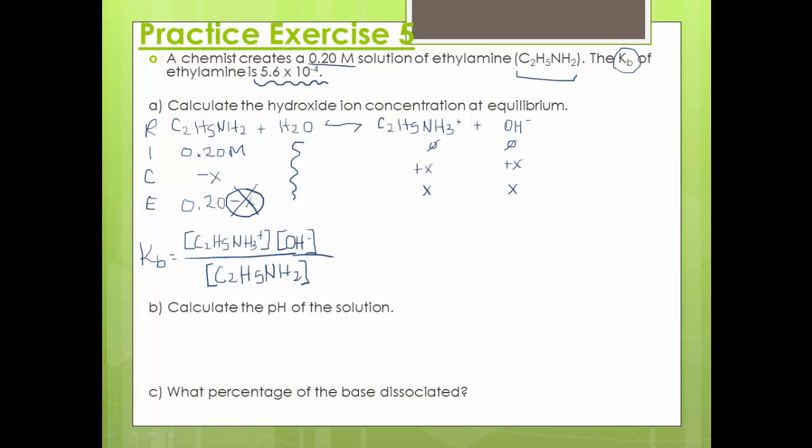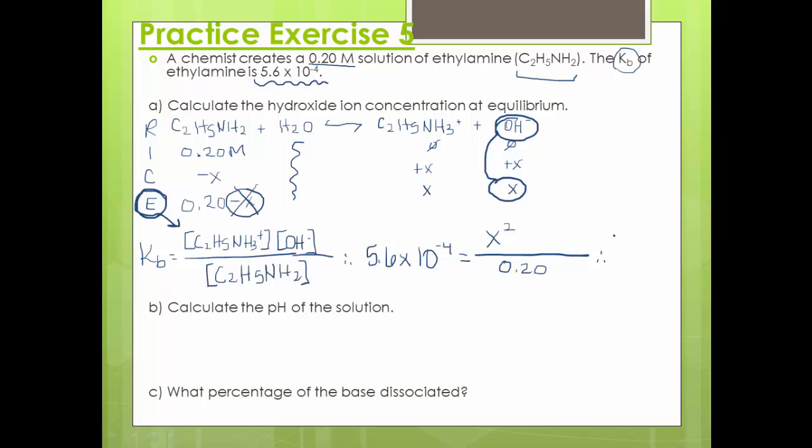And something I like to remind everybody about is we're plugging in the equilibrium values right there. And the Kb value was given. So Kb is 5.6 times 10 to the negative 4 equals the two values on top in the RICE table were both equal to X. So it's X squared over 0.20. And we're going to grab our calculator, but I'm going to go ahead and think ahead. The question said calculate the hydroxide ion concentration. Well, the hydroxide ion concentration is equal to X. So essentially we're going to solve for X, and that's going to be our answer for the hydroxide ion concentration.